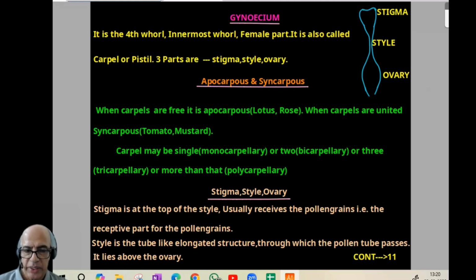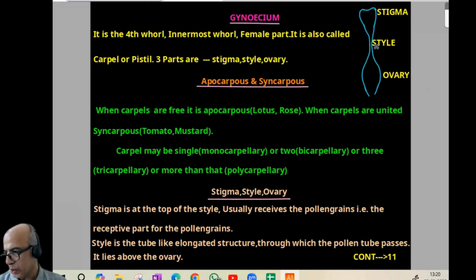Again, carpels may be single, monocarpellary. It can be 2, bicarpellary. It can be 3, tricarpellary, or more than that, it is otherwise called polycarpellary. Now, 3 components: stigma, style, and ovary. You can find them in the diagram. Stigma is at the top of the style and usually receives pollen grains. That is the receptive part for the pollen grains.